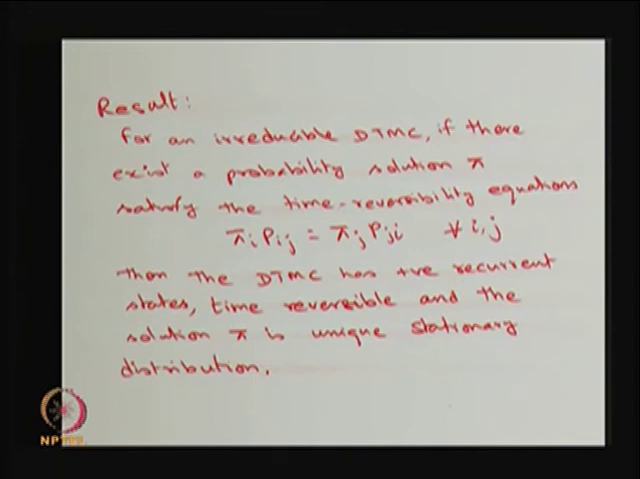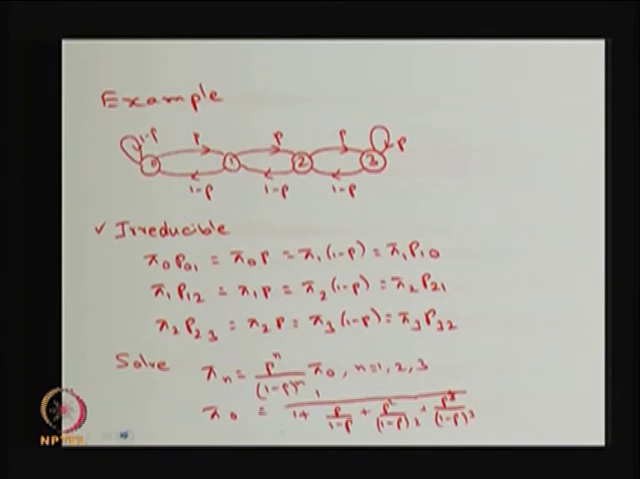So, how one can use the time reversible concept in finding the stationary distribution, that I am going to explain in the next example. Let me take a simple example which consists of 4 states. It is a finite model, finite state space.